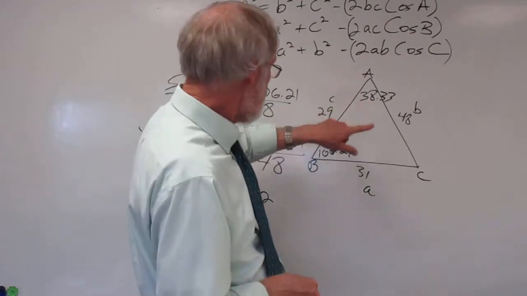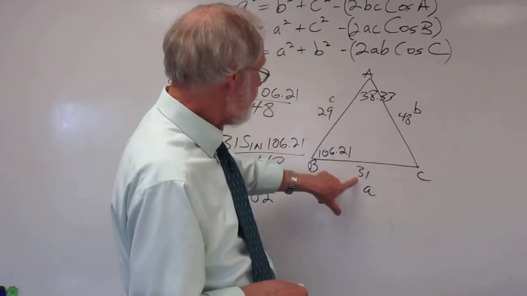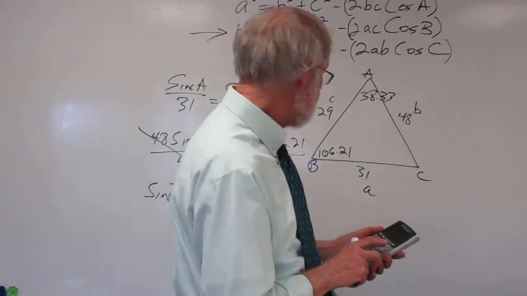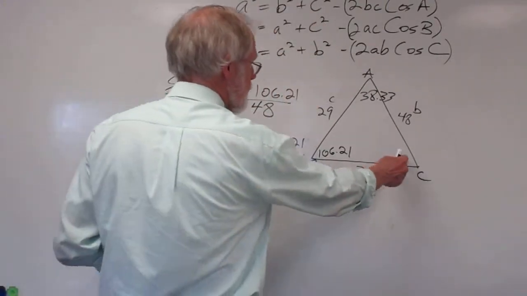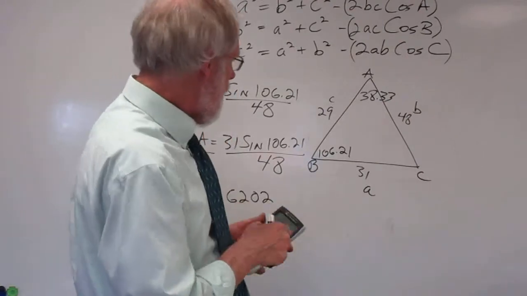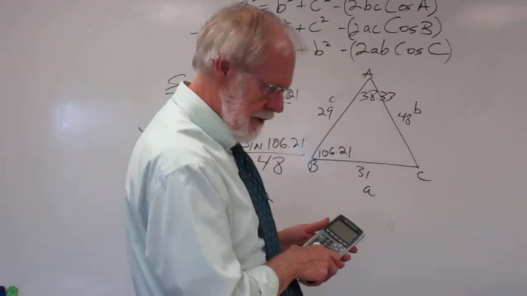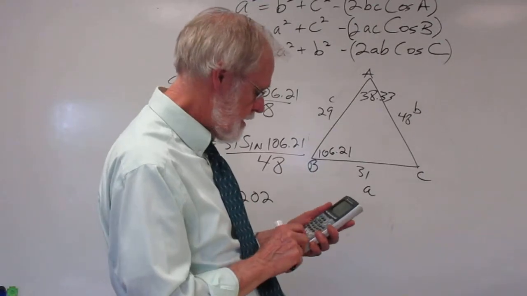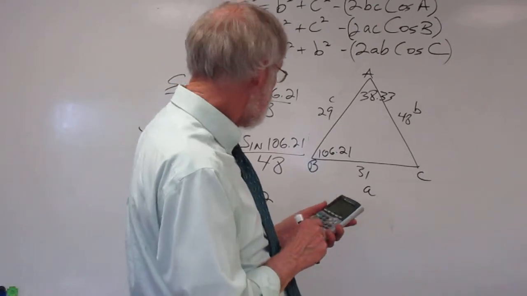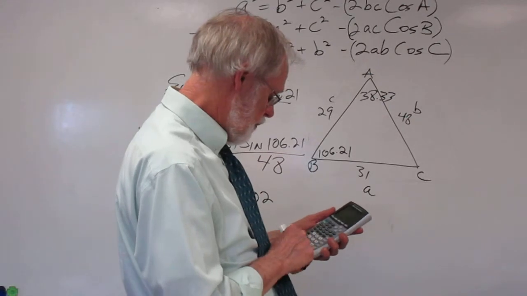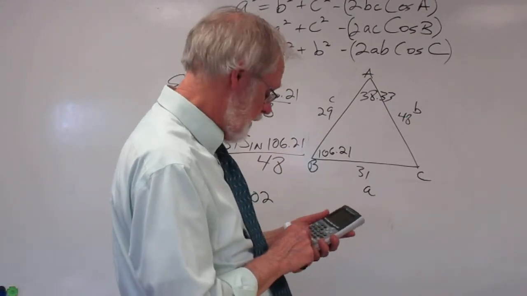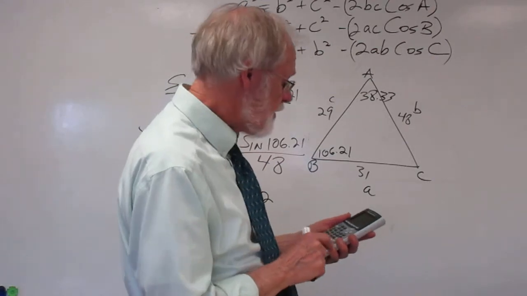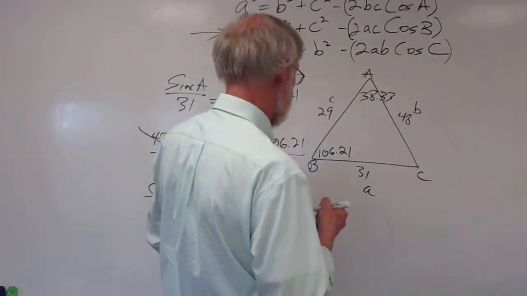Now, that also makes sense. This angle is quite a bit smaller than this one. This side 31 is quite a bit smaller than 48. So far, it's looking good. Let's see if we can get the third angle over here. The easiest way to do it, of course, is 180 minus 106.21 minus 38.33, 35.46.